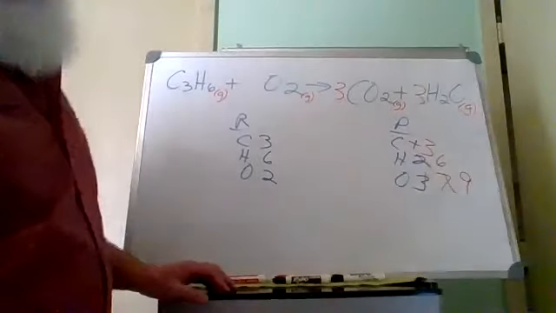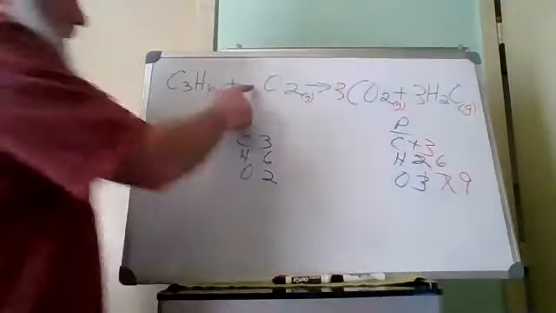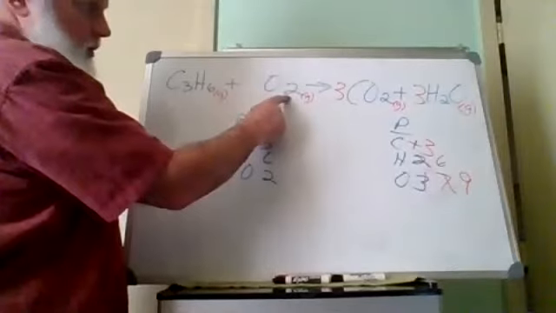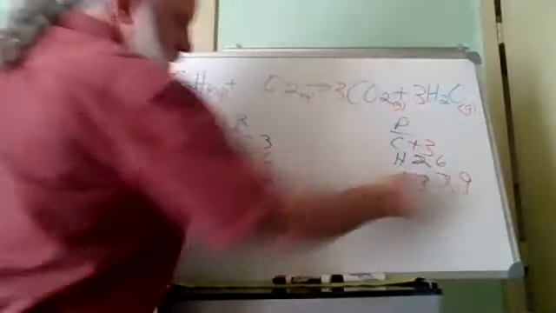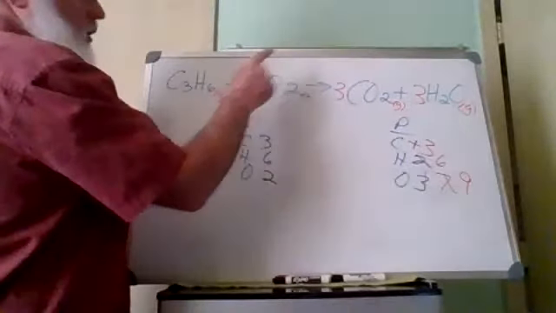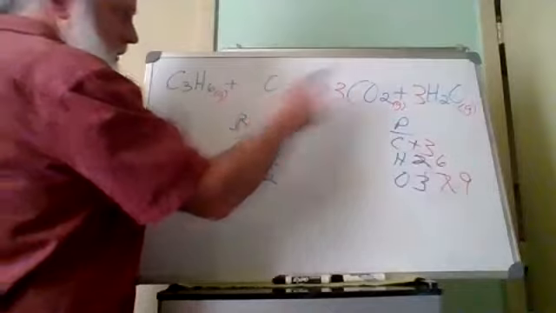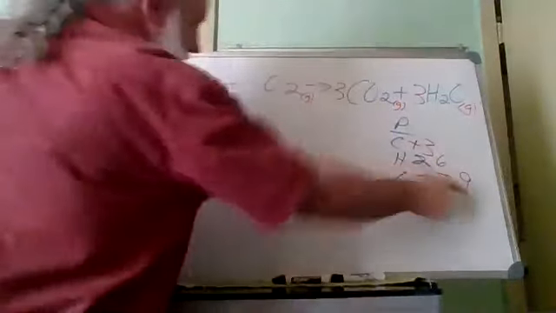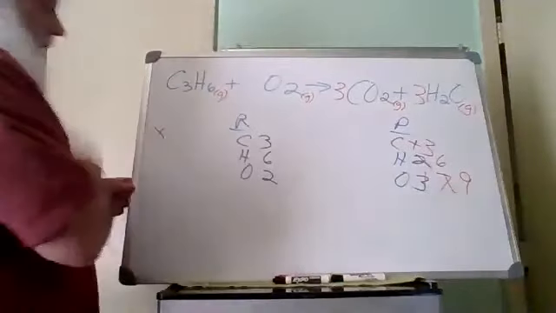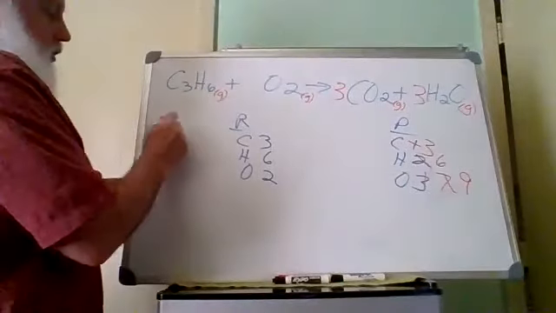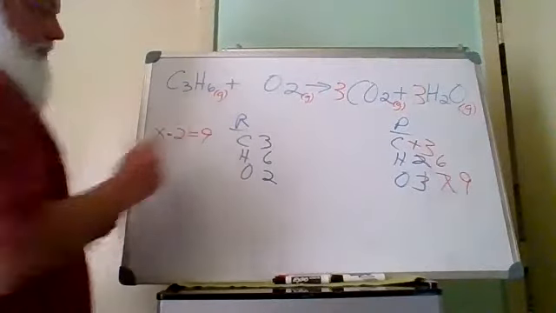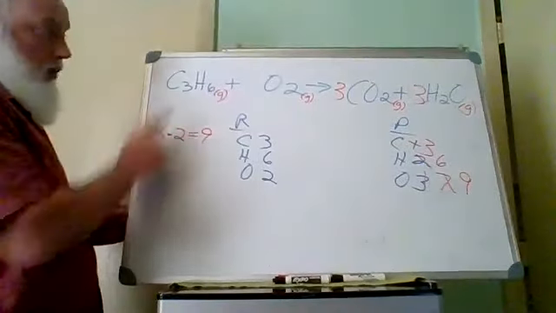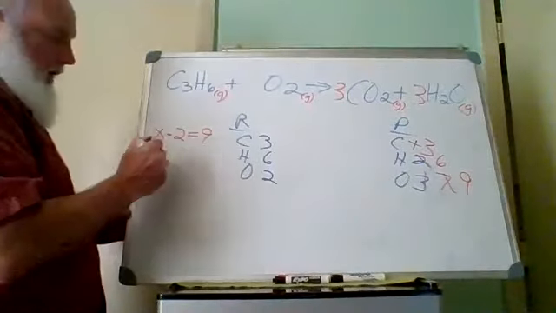Now, let's take a look here. Whatever coefficient I put here is going to get multiplied by 2. And it has to give me 9 oxygens. So what number x times 2 equals 9? X is the coefficient that's going to go up there. Well, I got to solve for x.